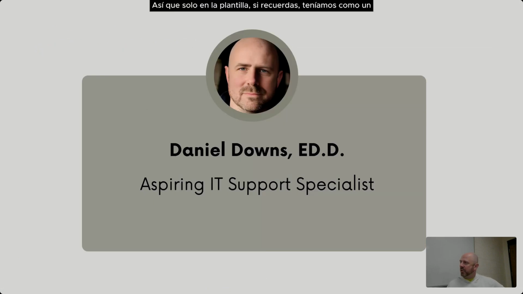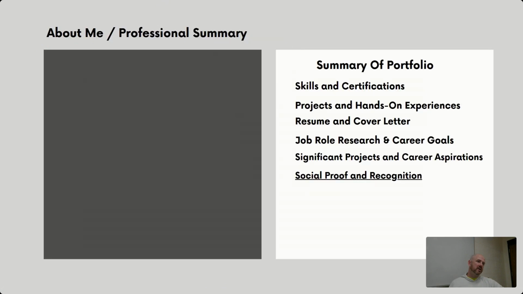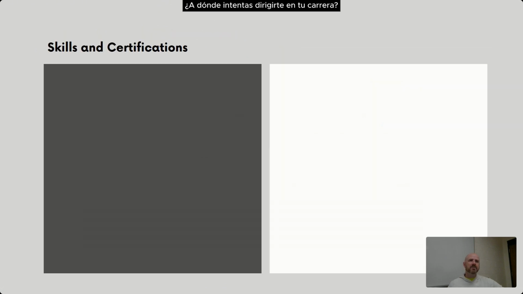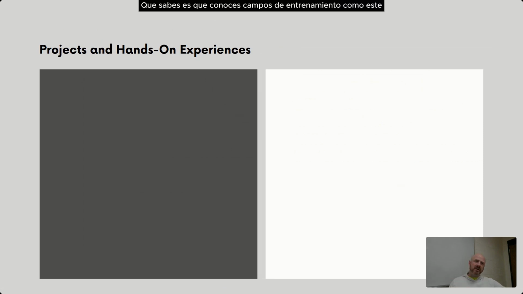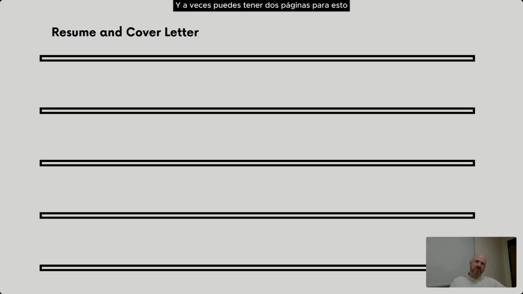So just on the template, if you remember, we had a homepage image with just a title. Generally the title is something that you're going for in your career. The second slide is a little about me, a summary about yourself, highlighting what your focus is, where you're trying to head in your career. Skills and certifications is an area that you're adding to, developing over time. You have your projects and hands-on experiences, which is boot camps like this, courses you've taken, certifications you've done. And sometimes you might have 2 pages for this.